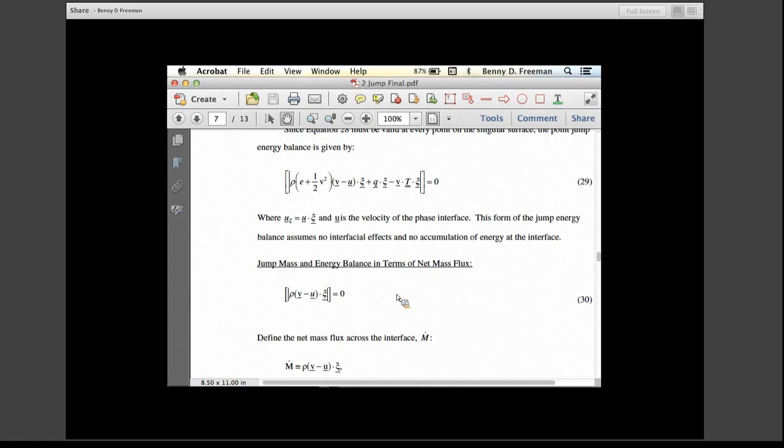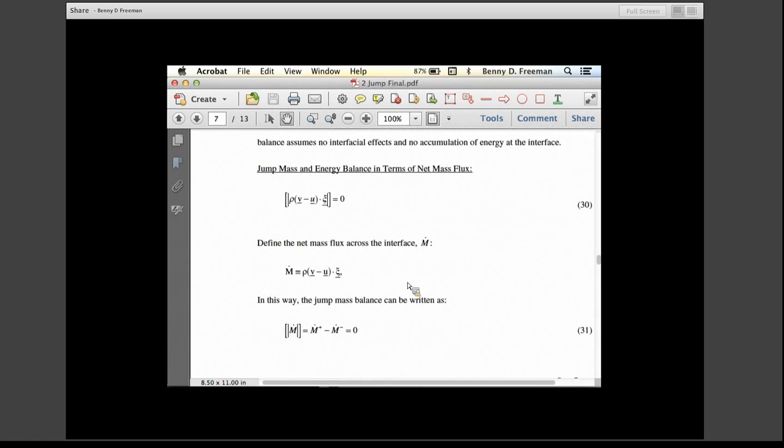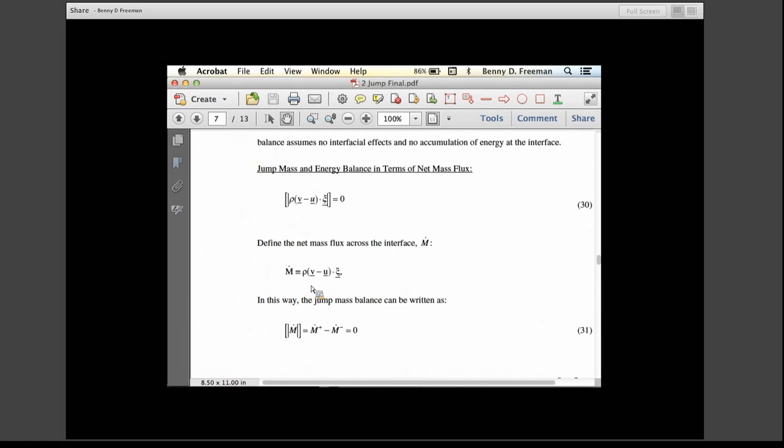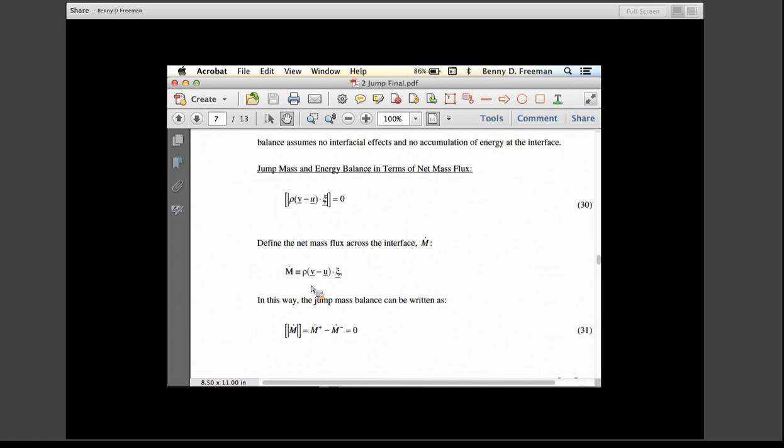I can define the net flux, mass flux across an interface, m dot, as rho times v minus u dotted into xc. And let me explain what that means. If you imagine you're trying to measure, for example, or calculate the mass flux of gas that crosses a liquid vapor interface, and you want to know how much of that material is going from the liquid phase into the gas phase.